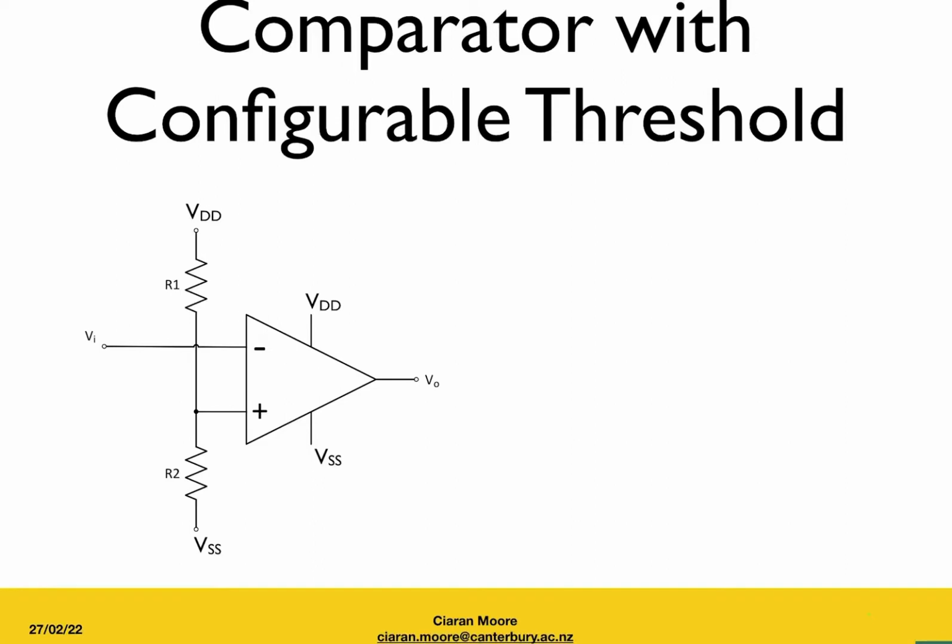So we've got a comparator with a configurable threshold. I want to analyze this circuit, and to do that I'm going to start by making a simplifying assumption. I'm going to assume that this voltage here, VSS, is 0 volts. And the reason why I'm making that assumption is we've seen a circuit that looks very much like this. If VSS is 0 volts, that's effectively a connection to ground.